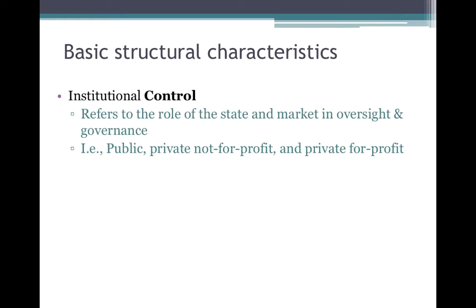First is the notion of institutional control. That refers to the extent to which the state, both federal and individual state governments, is involved in the decisions made within any given college or university. It's the technical term for the different types of institutions: public institutions, private not-for-profit institutions, such as Harvard University, and private for-profit universities. An example local to Arizona would be the University of Phoenix or Grand Canyon University. That's institutional control, and that's a structural characteristic.